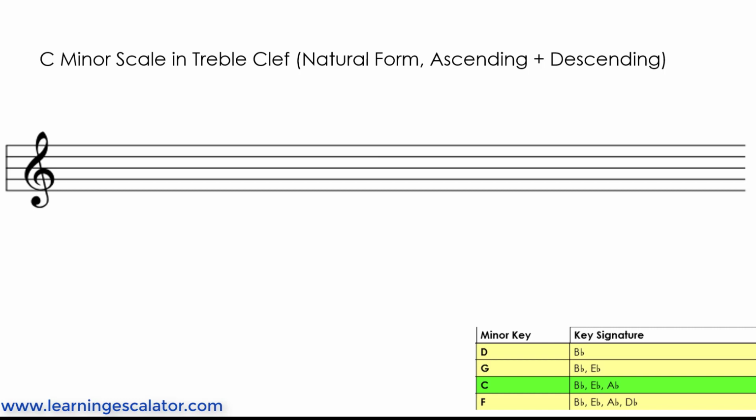So C minor scale has 3 flats, B flat, E flat, and A flat. So B flat, E flat, and A flat. It's a natural form, so you don't need any raisings. So you just write it. So C, D, E, F, G, A, B, C, and back down. Yeah, so this is a C minor scale in treble clef in natural form, ascending and descending.